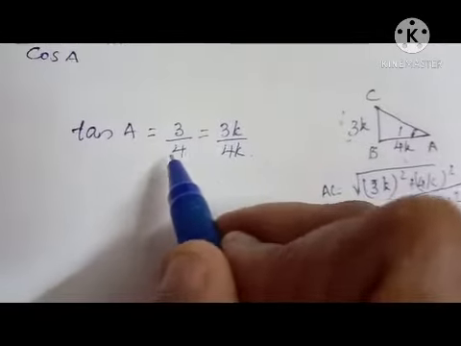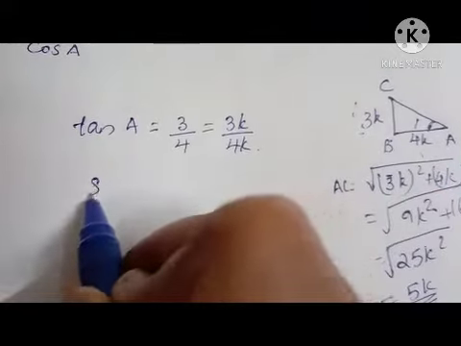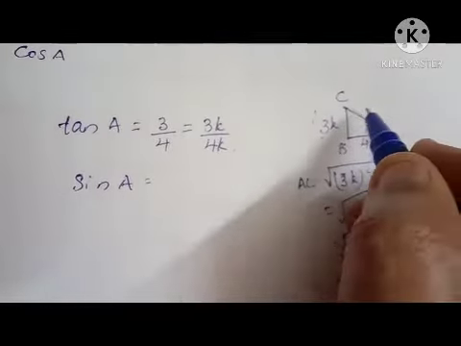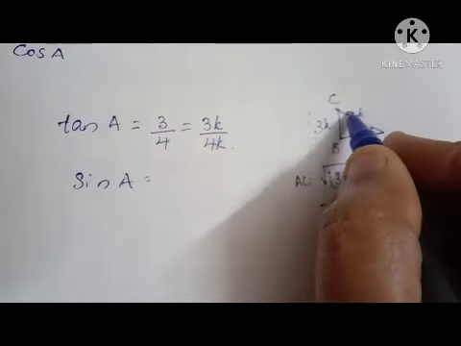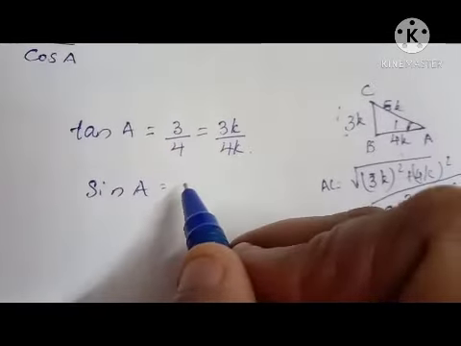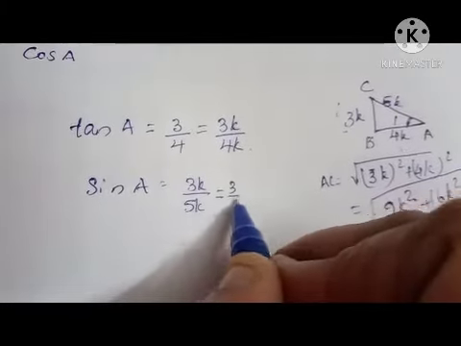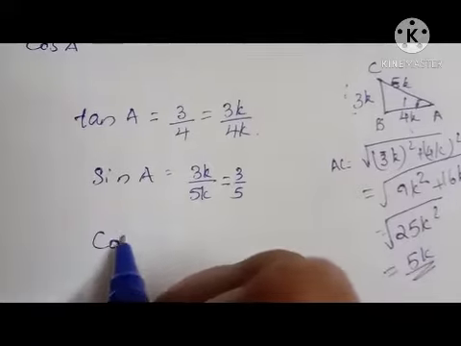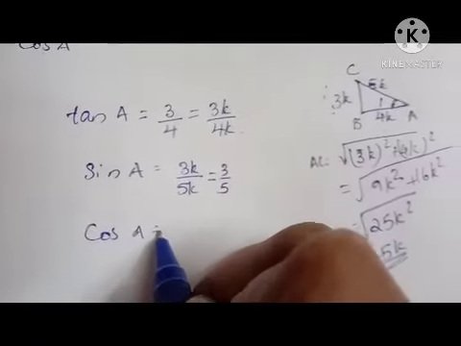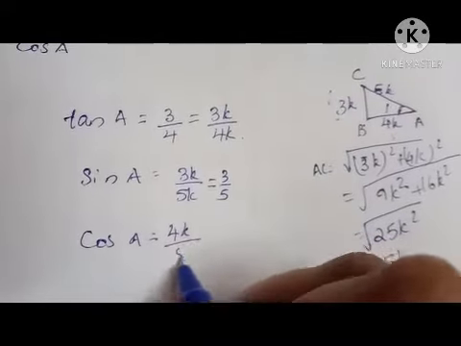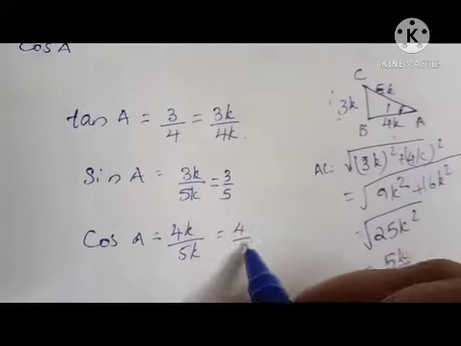Then here tan A is 3 by 4, 3k by 4k. So what will be sin A? Here we have to get the values of sin A and cos A. So sin A means what? Opposite by hypotenuse. Here we got hypotenuse as 5k. So opposite by hypotenuse means 3k by 5k equal 3 by 5. Then cos A equal what? Adjacent by hypotenuse, 4k by 5k, that is equal 4 by 5.